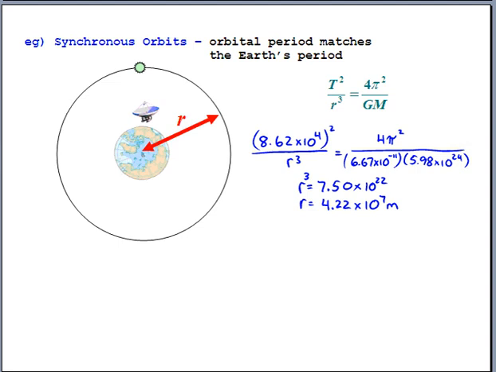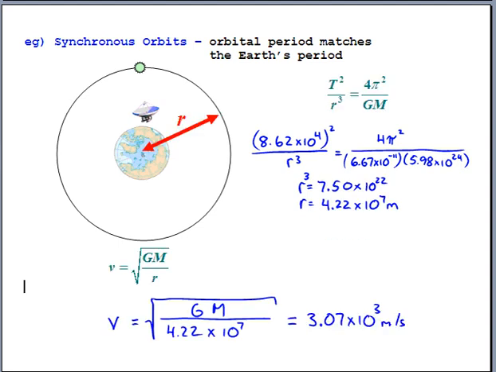There's only one speed that works as well. Okay, you can use this equation to find the one speed that that satellite would have to be at in order for it to be perfectly in a circular orbit there. And it's around 3 kilometers per second, 3.07 × 10^3 meters per second. It's a very far out orbit. And we've just figured out where it is and how fast it's going.